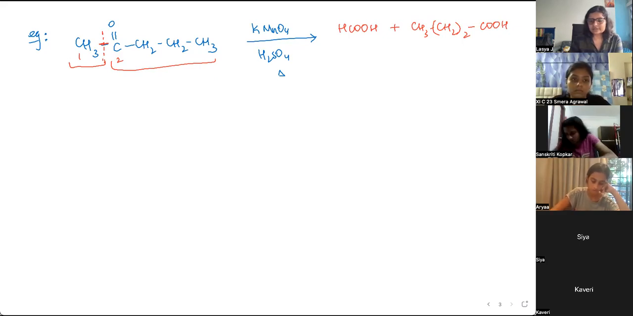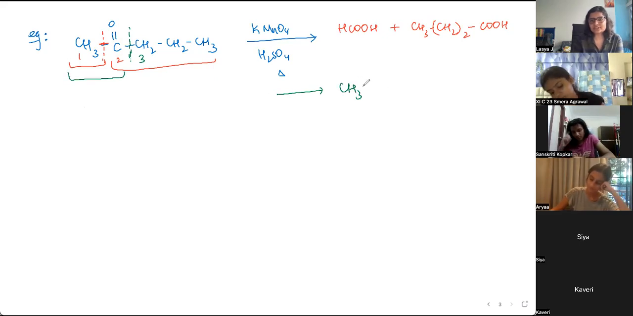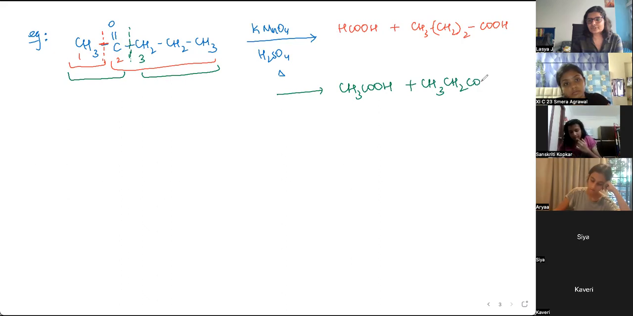You may also see that there's also a possibility of this bond breaking, the bond between C2 and C3. In that case, I'm going to get these two. So that's CH3COOH, acetic acid, plus the next 3 carbon atom acid. So that's propanoic acid, CH3CH2COOH. So there will be one major product and one minor product.